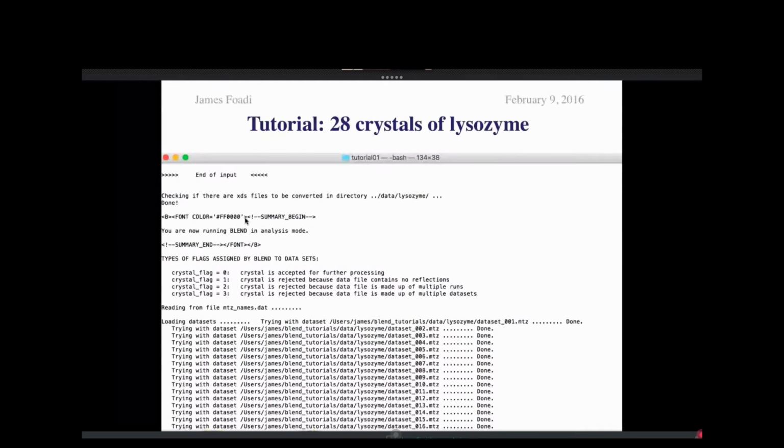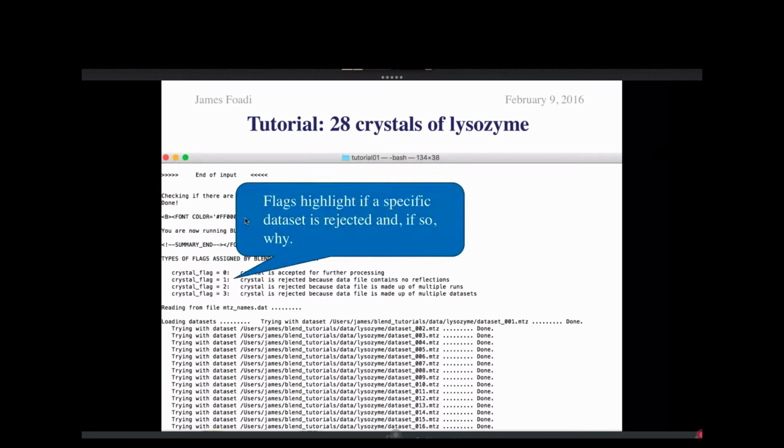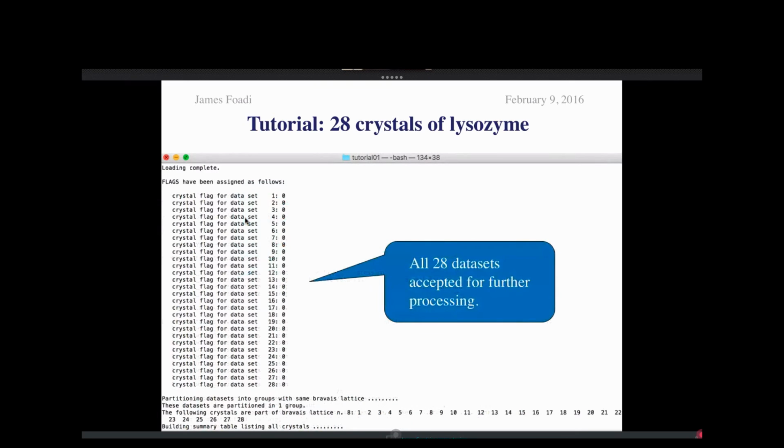The program thus restores execution by loading all datasets in the target directory. Files that are not valid are flagged accordingly, and so there are numbers to understand why, if at all, they have been rejected. In this tutorial, for example, all 28 input files are flagged as acceptable for further processing.